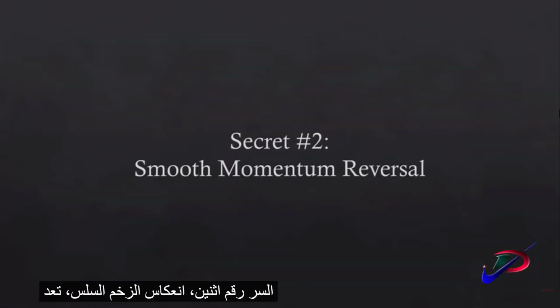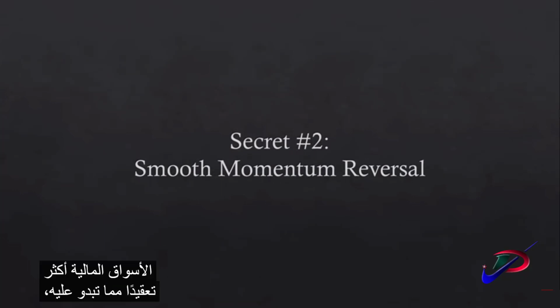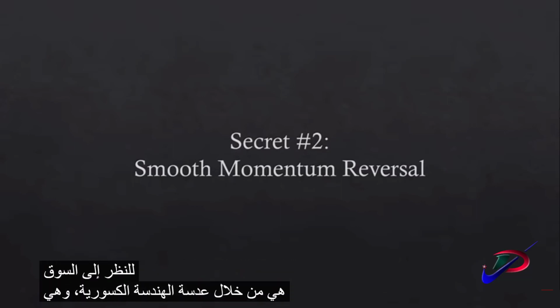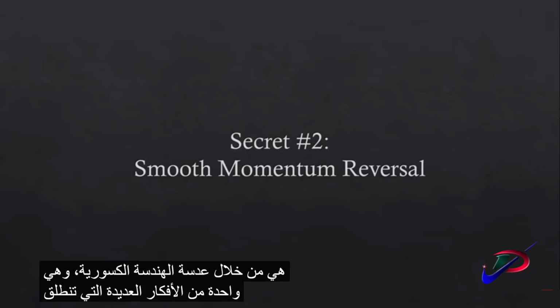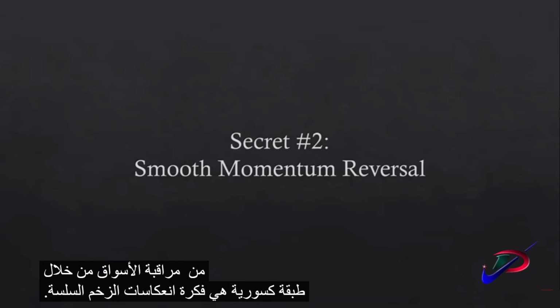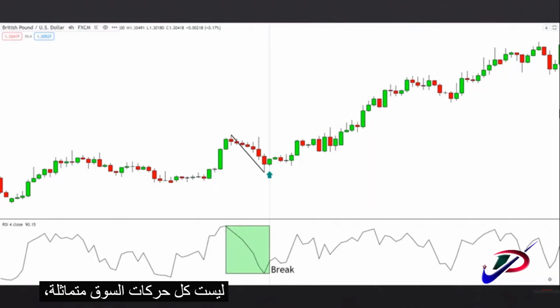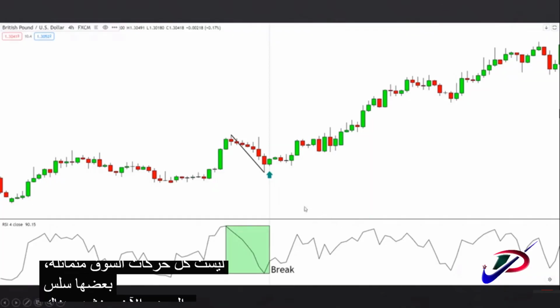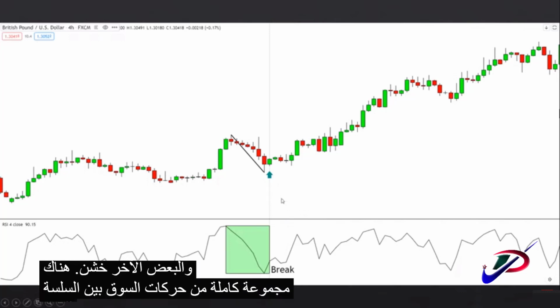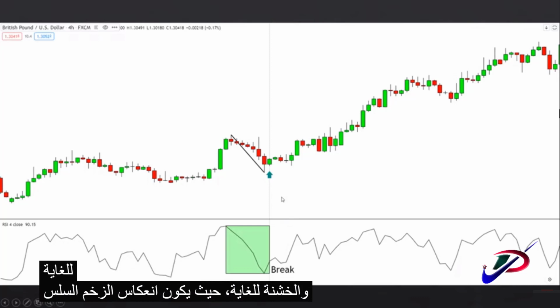Secret number 2. Smooth momentum reversal. The financial markets are more complicated than what they seem to be, and perhaps one of the most interesting ways of looking at the market is through the lens of fractal geometry. One of the many ideas that spark out of observing the markets through a fractal layer is the idea of smooth momentum reversals. Not all market movements are the same. Some are smooth and others are rough. There is a whole spectrum of market movements between the extremely smooth and the extremely rough.